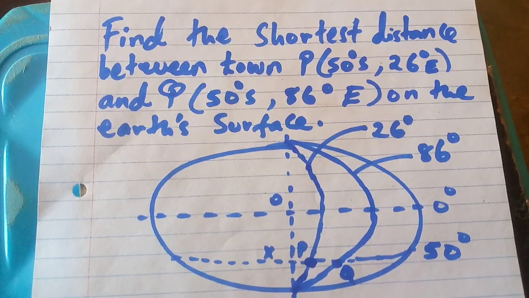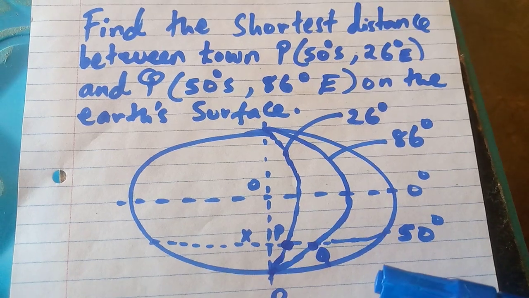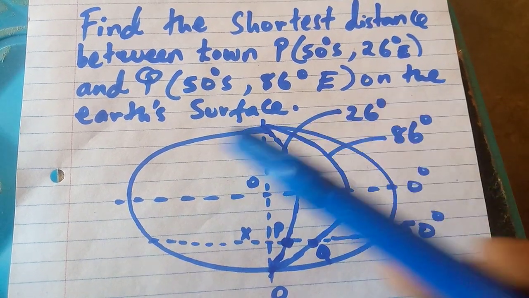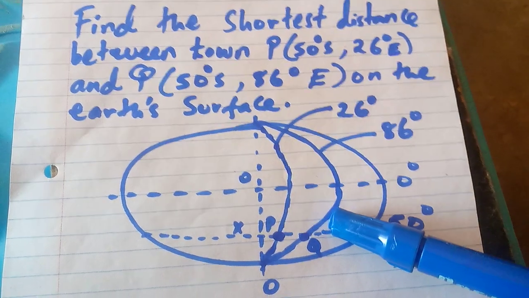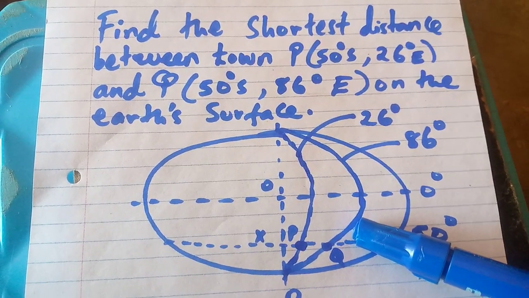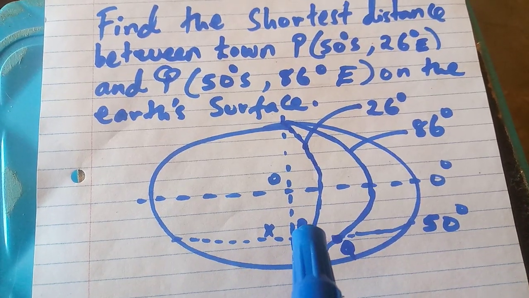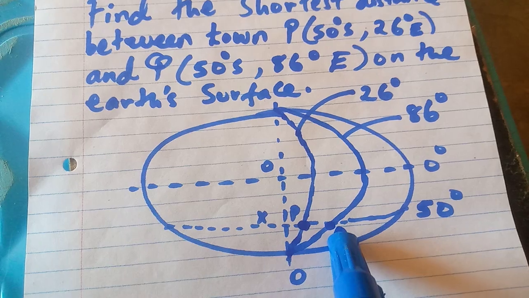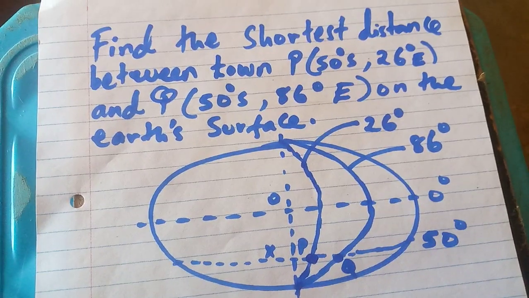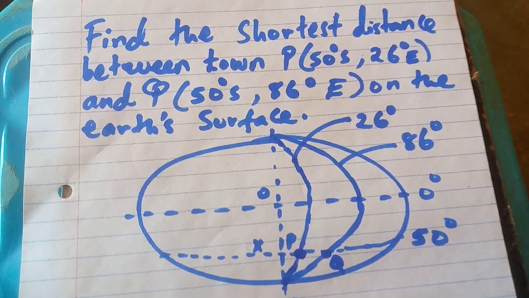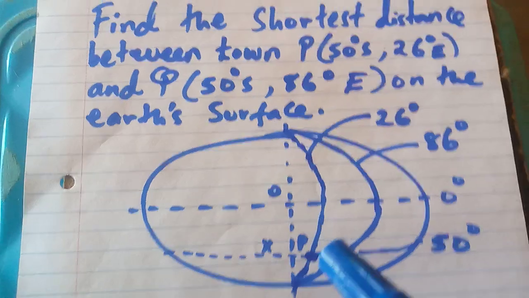Welcome to another video. So we are being told to find the shortest distance between 2 points P and Q, which are on the Earth's surface. So I'm going to take you through step by step on how to find the two distances between P and Q, following two routes, one along the small circle and another one along the great circle.